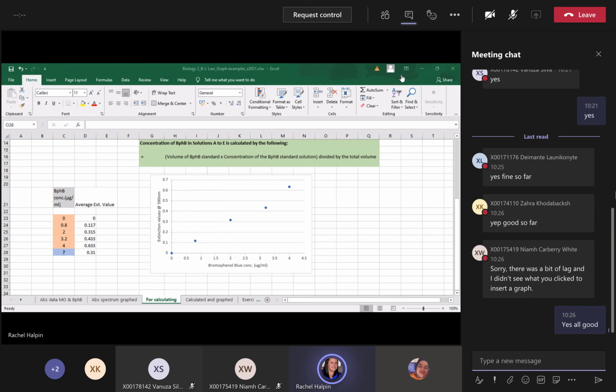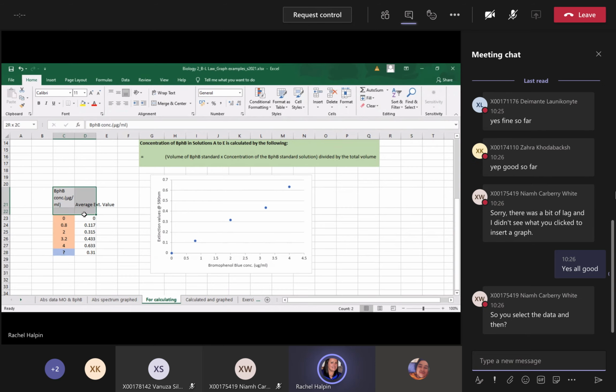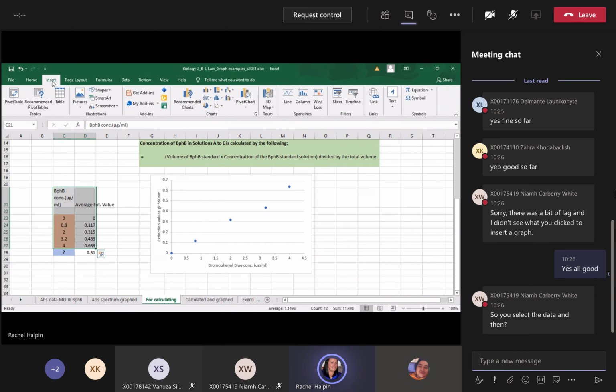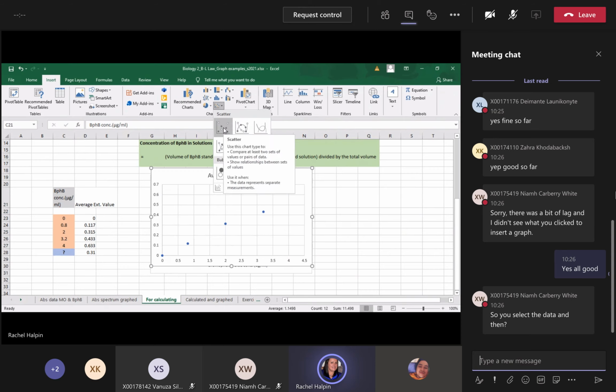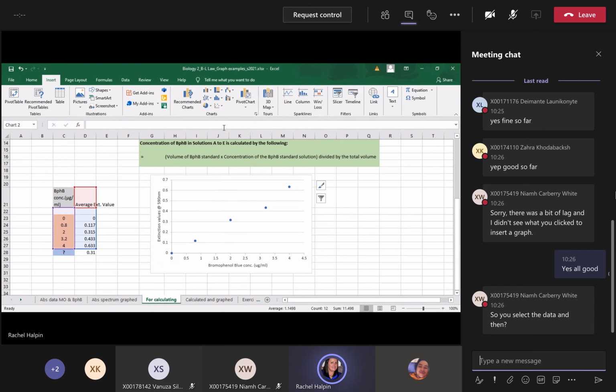Okay, so for anyone who missed how to insert the graph, I'm highlighting my data, not including the unknown, because we can't put that on the graph because we don't know the concentration. So I'm highlighting the data and then going up to insert, and I'm going over to the recommended charts, and I'm going to choose a scatter plot. So click on that and I'm going to pick the one with the points on it.